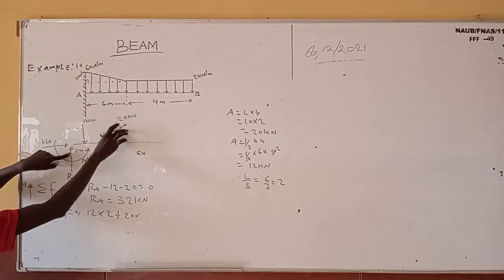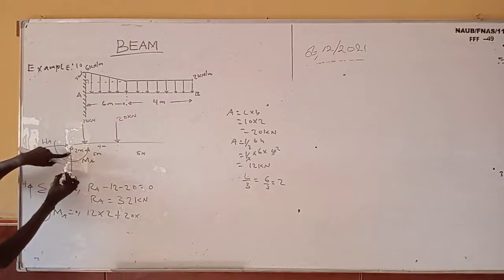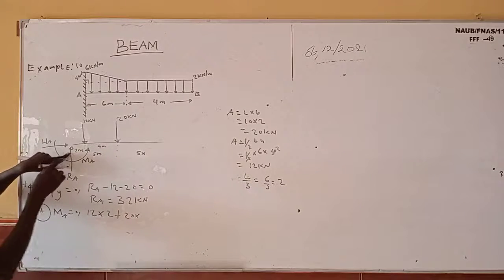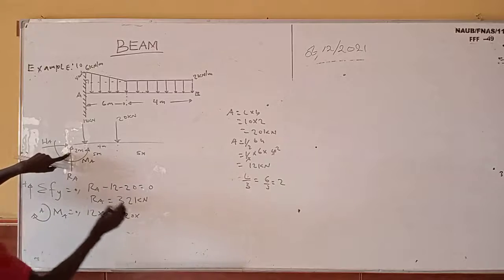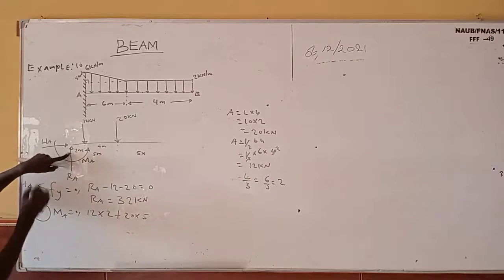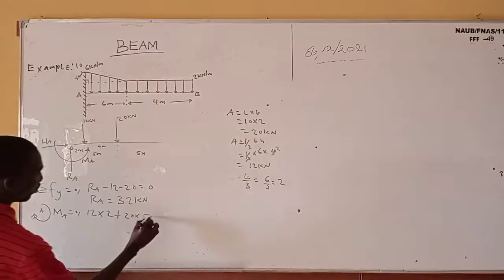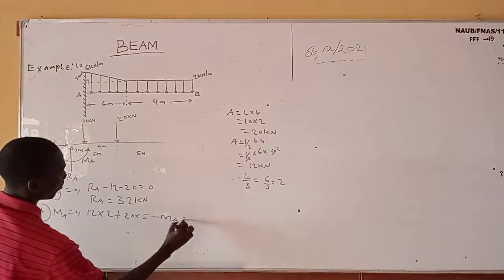Don't go and say 4 plus 2. No, this one is a uniform distributed load, and it will cover what distance? 5. So it's there to confuse you. Please take note of that. So it's going to be 20 times 5. Then don't forget that this one is moving anti-clockwise. So it's going to be minus MA equals what?